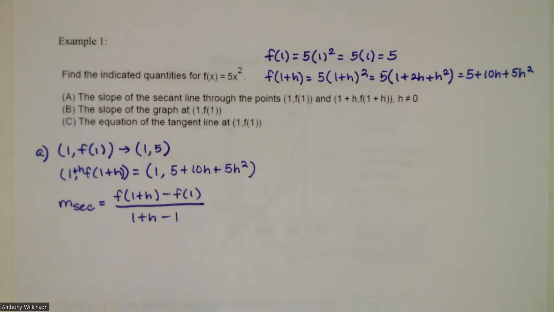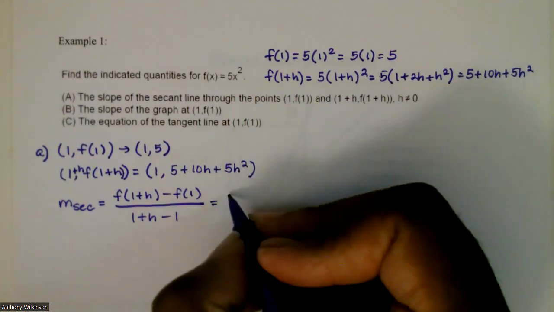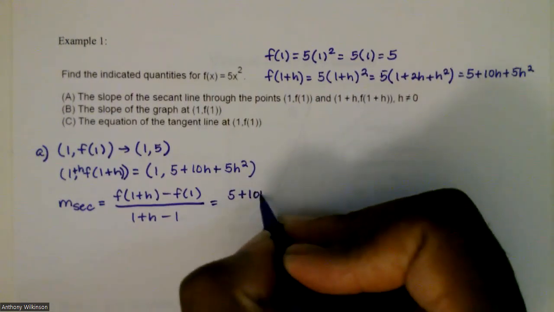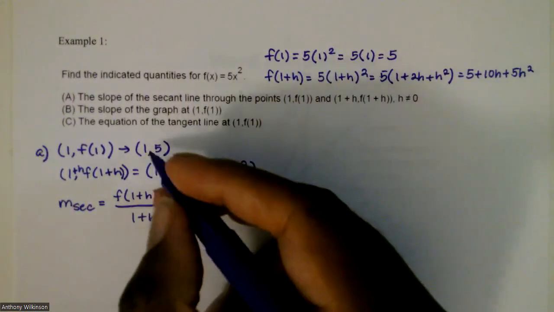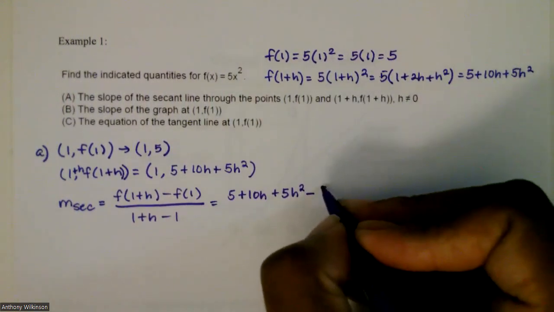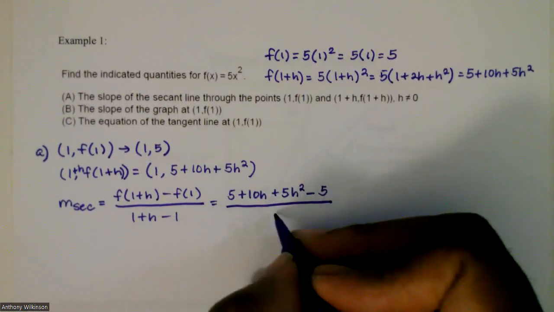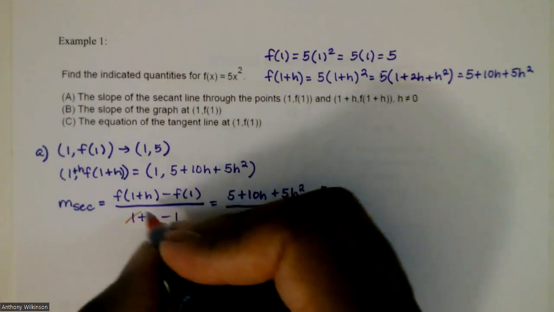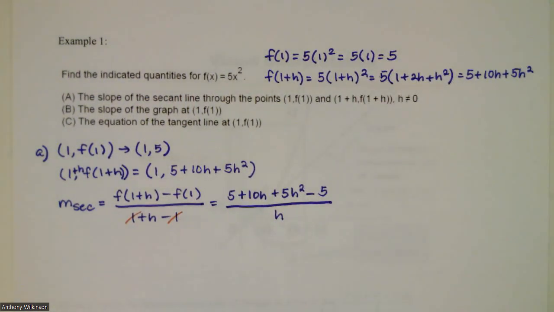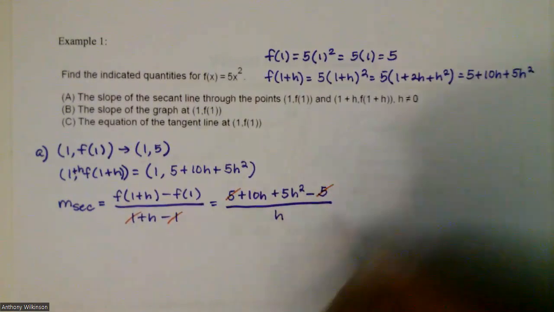All right, so now let's simplify this a bit. f of 1 plus h is this right here, that 5 plus 10h plus 5h squared minus f of 1, which is 5. That's divided by, now 1 minus 1 will give you 0, so you'll be left with the h. So here I can cross out the ones because that adds to 0. And also I can cross out the 5. If you look at the numerator, 5 minus 5, that's 0, so that's gone.